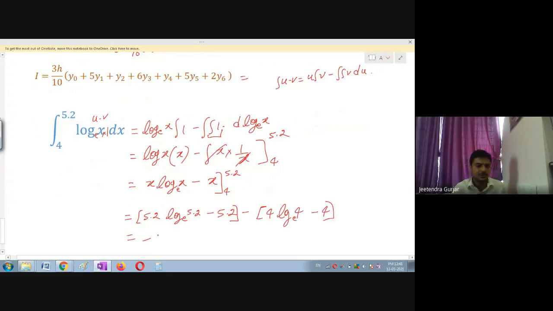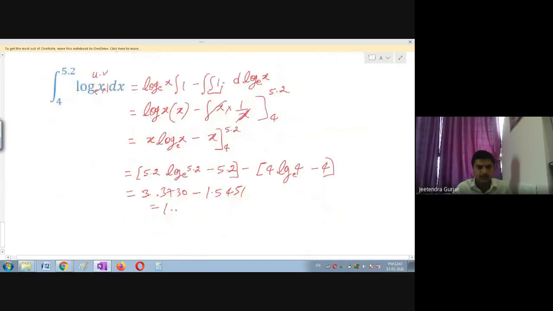How you will calculate, I will tell you. In the calculator you just take 5.2 into ln of 5.2. Please remember, log to the base e is nothing but ln in the calculator. The calculator will be easy. Minus 5.2, so I will get some 3.3730. Same way I will go for 4 into ln 4, minus 4, which I find is 1.5451. If you simplify this value, it will be nearer to 1.8278 that I will get here.